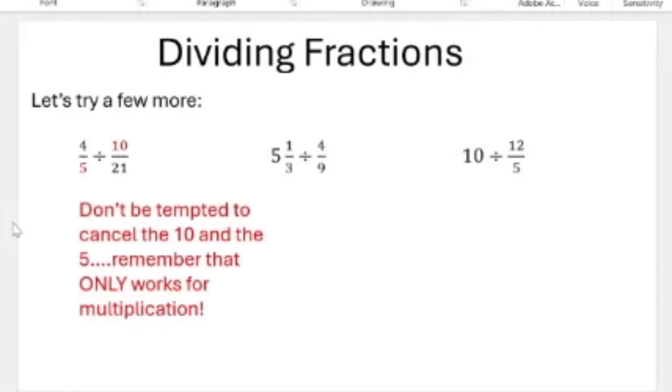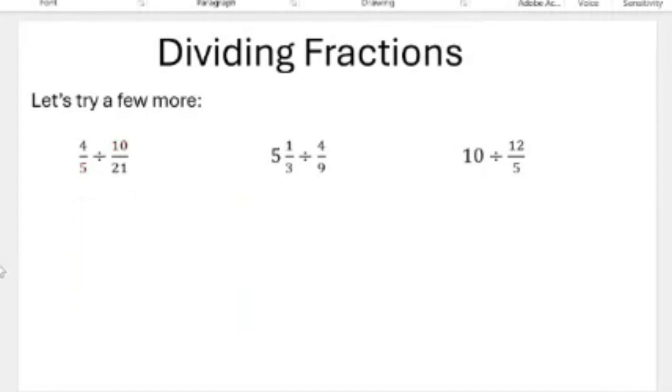Do not be tempted to cancel. Remember that canceling tops and bottoms is only for multiplication. This is division. Do not cancel the 5 and the 10, right? So the canceling rule we came up with only works for multiplication.